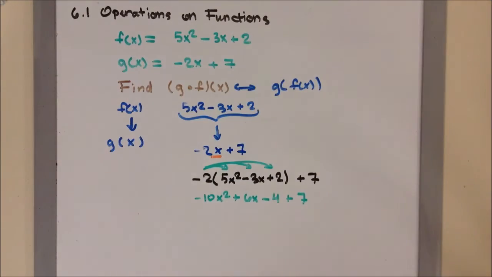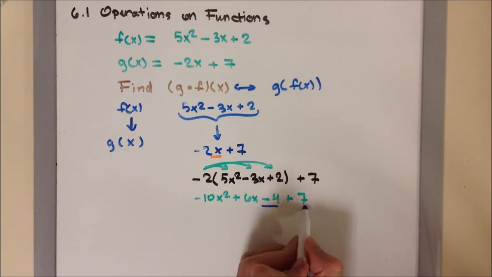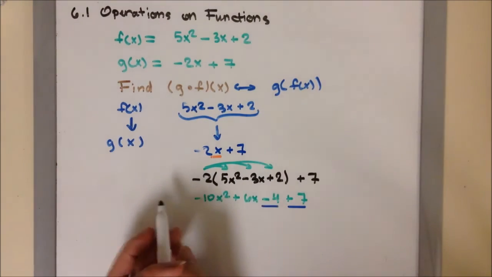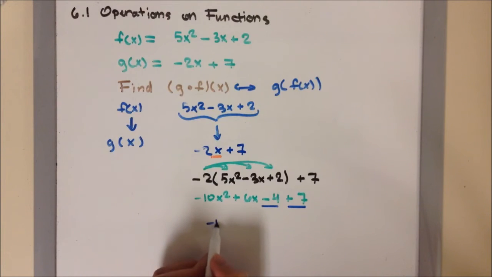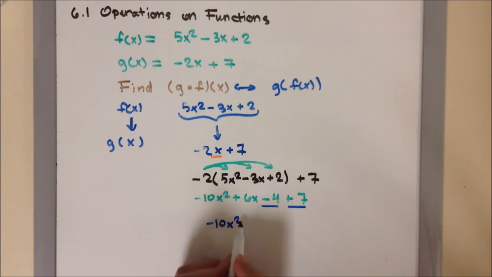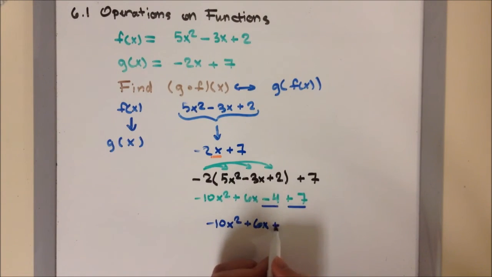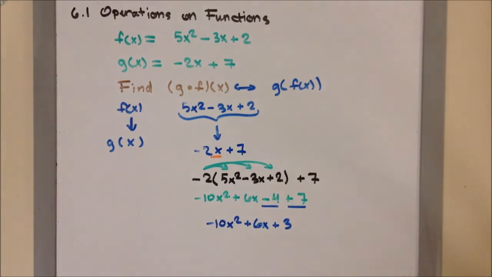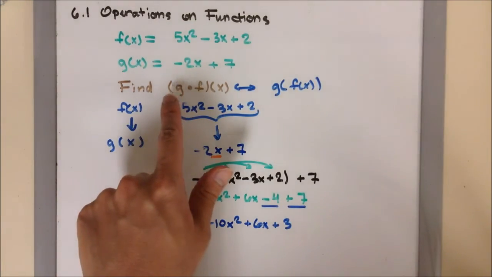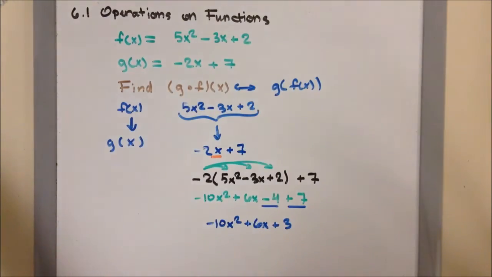Alright, next we're just going to combine like terms. So the only terms that we can combine here are my numbers, negative 4 and then positive 7. So when I combine them, what I'm going to have is negative 10x squared plus 6x, and then here will be plus 3. So that will be my final answer when you're doing the composition for g of f of x.